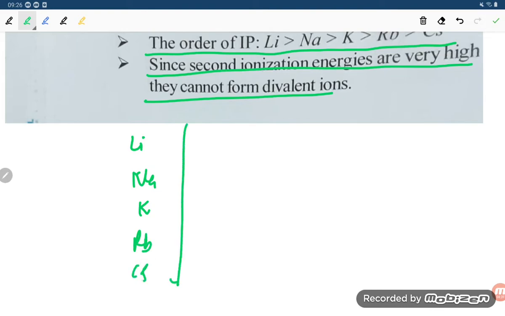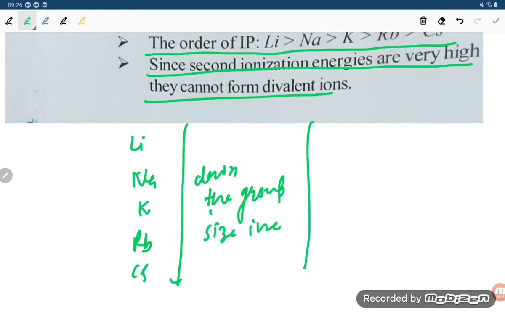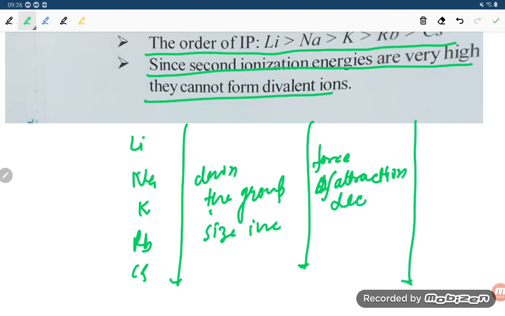Down the group, what is happening? Size increases. Size increase means the force of attraction decreases. And if the force of attraction decreases, less energy is required to remove the outermost electron.